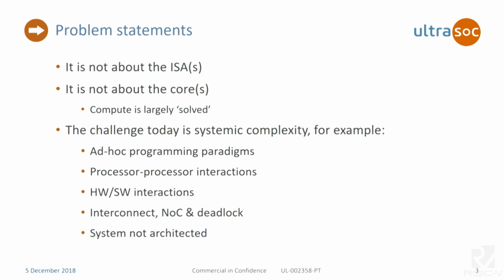I would claim it's not about the ISA. There's going to be different kinds of ISAs throughout your SoC. And it's not about the core either. There's going to be several different kinds of cores, and they all have different purposes, and that's why people will use them. And of course, we already know that compute is solved. The cores are solved. People can easily create cores, but the product, i.e. a system, is what matters.